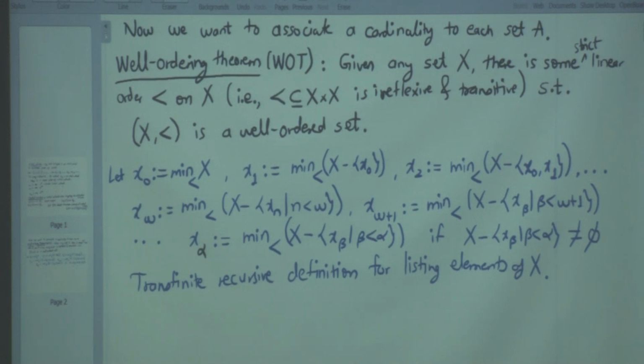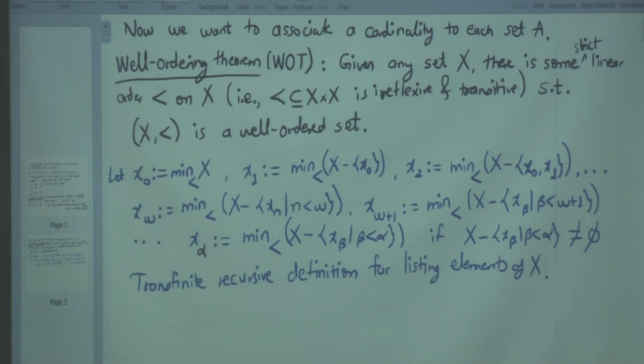And how far can we go? Well, only as far as this process doesn't terminate. When will this process terminate? When we have listed all the elements. As soon as we have listed all the elements, the process must terminate. So I can list the elements of every single set.